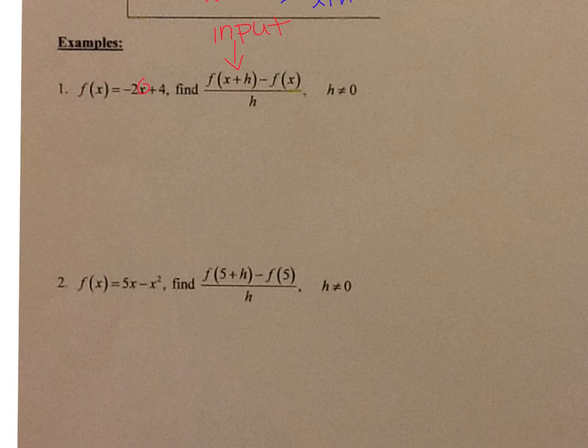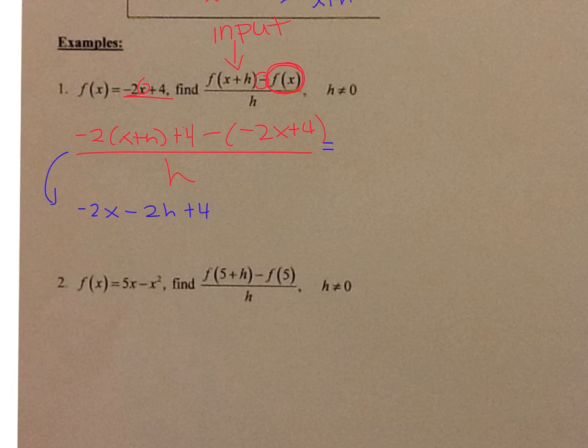So wherever I see an x over here, I'm going to plug in x plus h. So I have negative 2 times, plug in my input, which is x plus h, plus 4. And then I'm subtracting f of x. Well, f of x is negative, parentheses, 2x plus 4, all over h. Okay, so I'm going to distribute. So I get, I'm going to write it down here actually, negative 2x minus 2h plus 4, distribute the negative, plus 2x minus 4 over h.